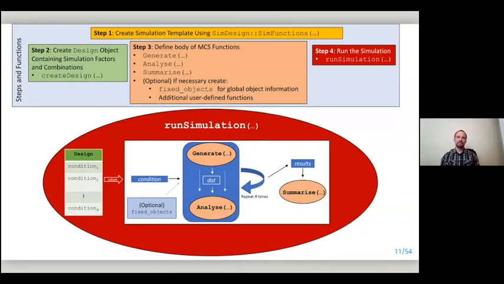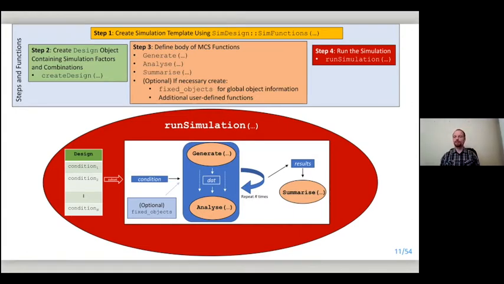Step 1 is creating a simulation template using the SimFunctions function out of the SimDesign package. That's going to create a skeleton R script for you that you can fill in, just the parts that you want to customize, but the framework will be there so you don't have to code up everything from scratch. It's also nice to help you understand where you need to be going and what is left yet to be defined by you as a user, and you can go on from there.